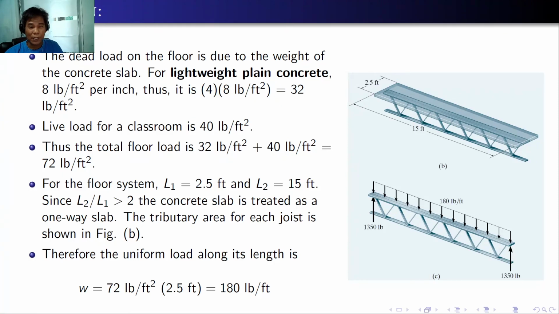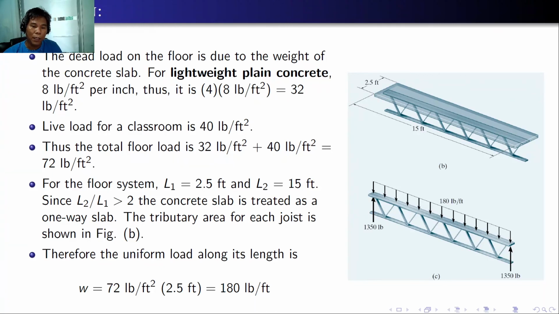The live load for a classroom is, in SI units, 1.9 kilopascal, which is equivalent to 40 pounds per square foot. Thus, the total floor load is equal to the plain concrete and the live load. That's 32 pounds per square foot plus 40 pounds per square foot, which is equal to 72 pounds per square foot. Remember, in adding the dead load and the live load here, we just assume that we don't have to multiply load factors. So this can be used for the service load.